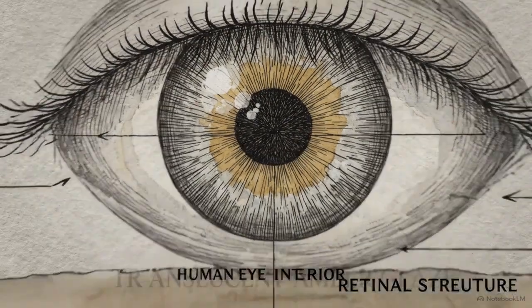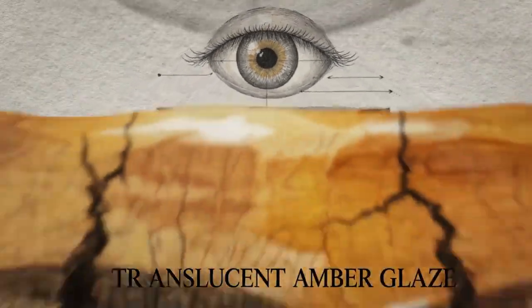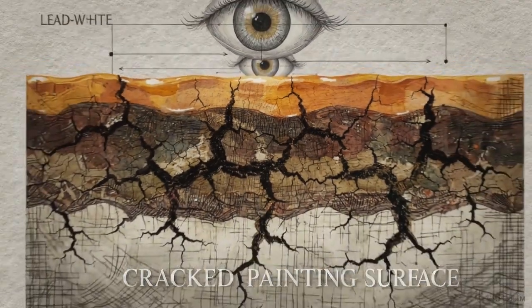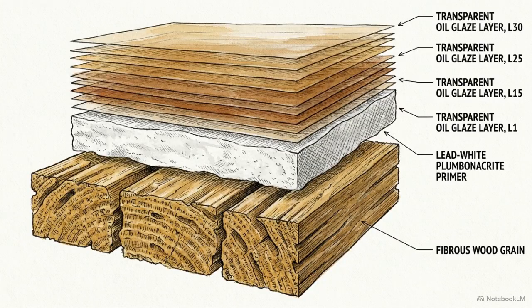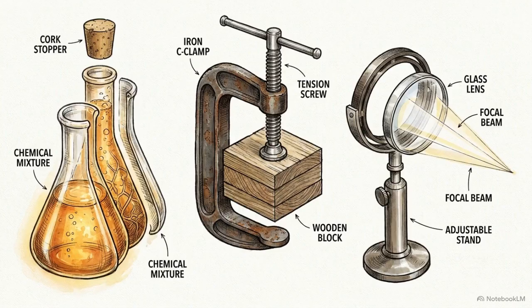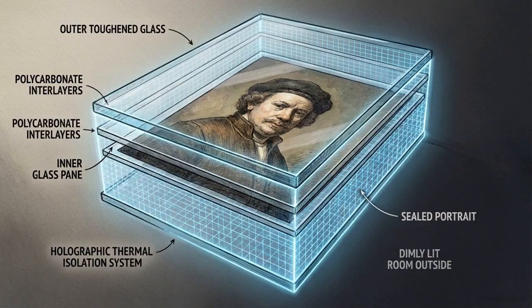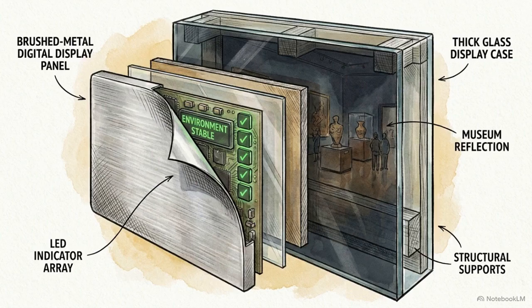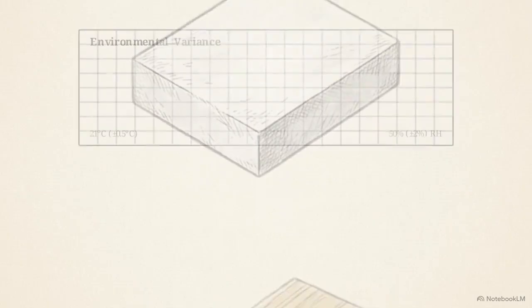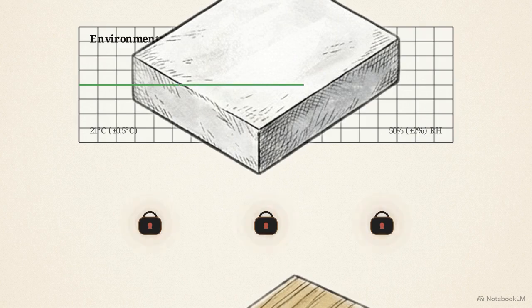From the retina back to the core, the system moves from neural frequency channels through 20 glaze layers, past a synthesized plumbonacrite barrier, and into the fibrous grain of anisotropic wood. Building this artifact required chemistry, maintaining it requires structural engineering, and viewing it requires physics. Preserving such an interconnected system requires arresting its thermodynamics entirely. The airtight Gaupion vitrine maintains a constant 21 degrees Celsius and 50% relative humidity to stabilize the mechanics of the panel and the chemistry of the paint.